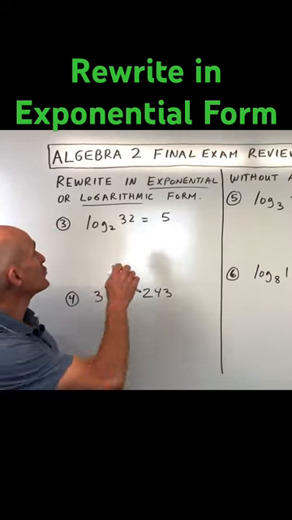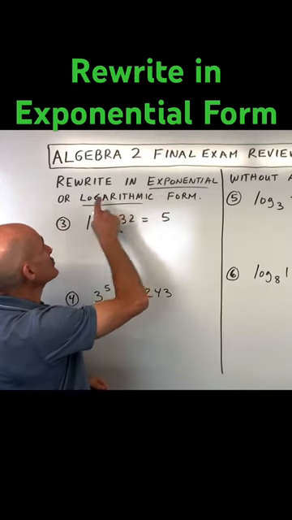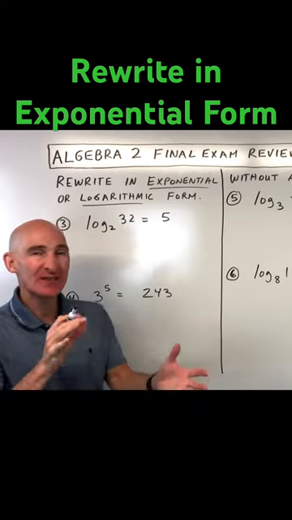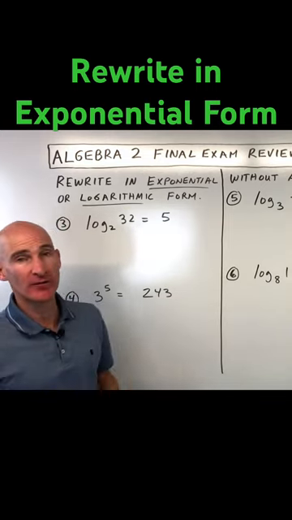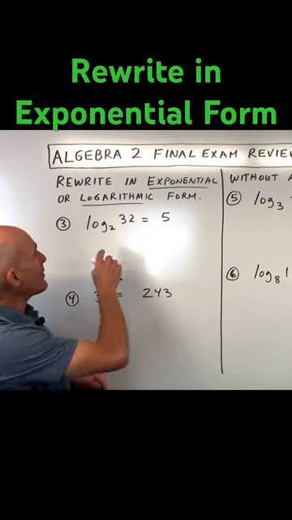For the first two, what we're going to do is write in either exponential or logarithmic form. So we're going to basically be changing form. If it's in log form, write it in exponential form and vice versa. So for number three, how would you do this one?